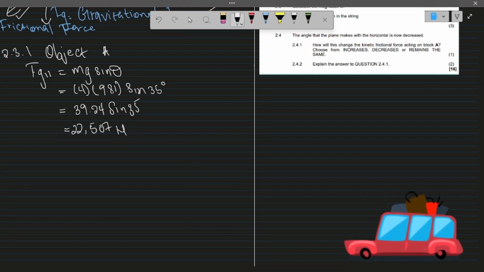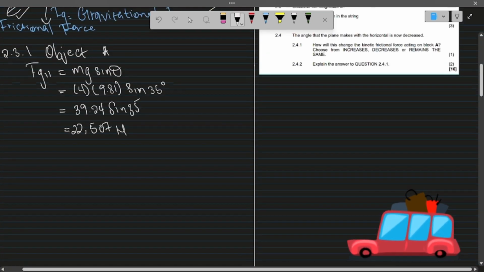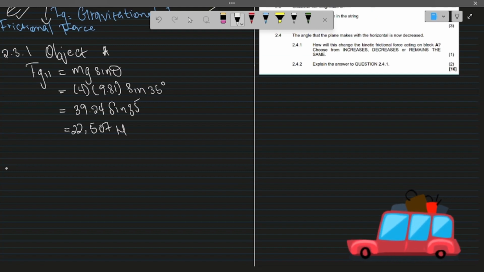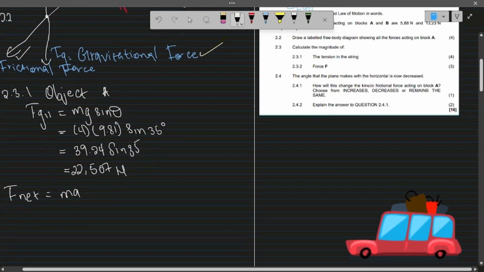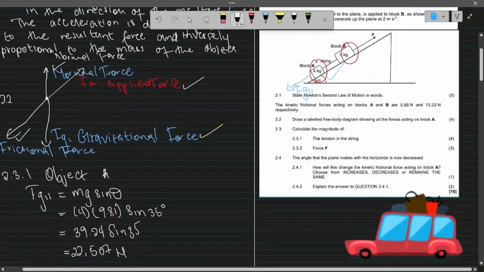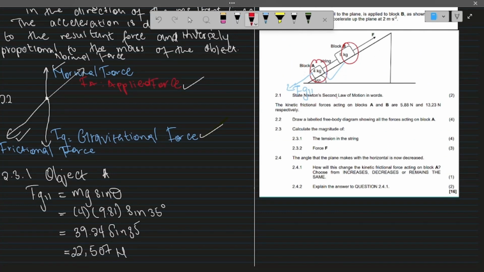So we are done with the gravitational force that is parallel to the plane. Now all you need to do is apply Newton's second law formula. It says F net is equal to ma. When you're looking at object A, there are 3 forces acting on it: an applied force, and then the frictional force.